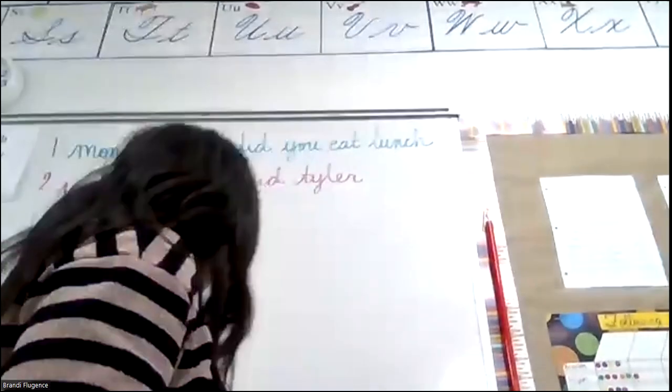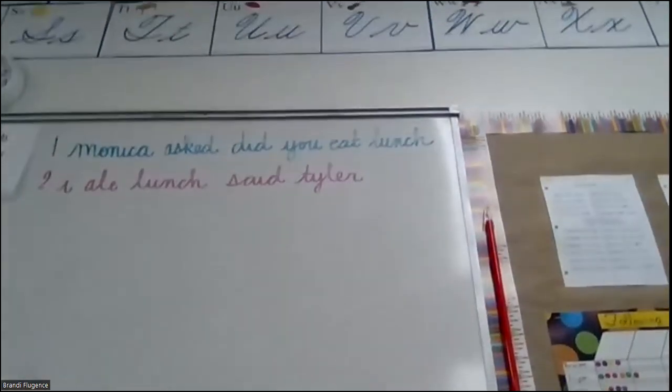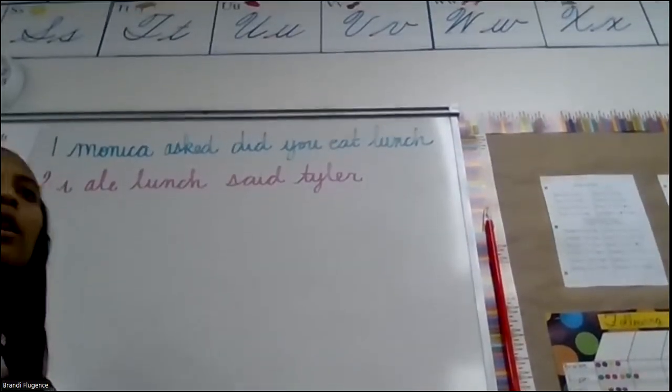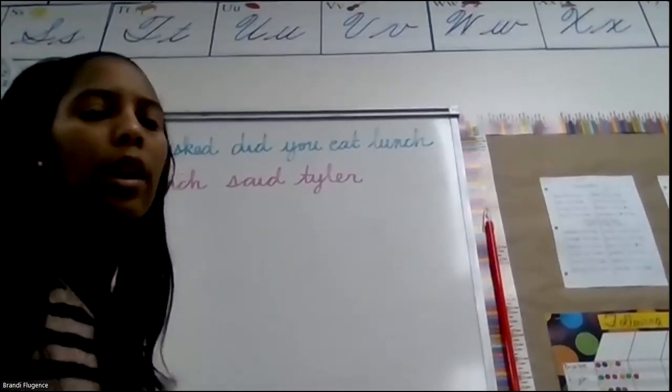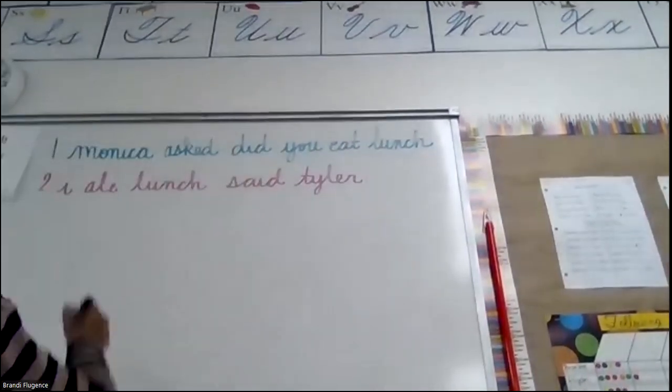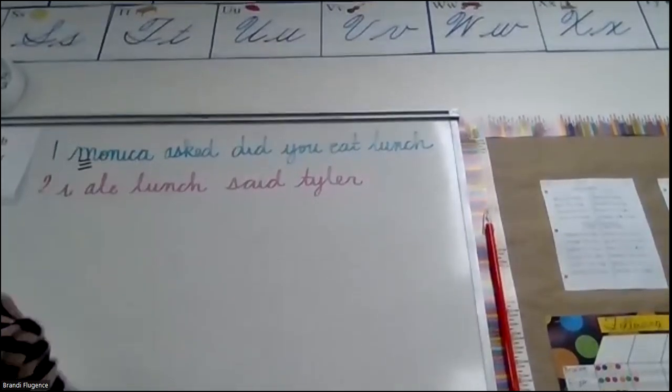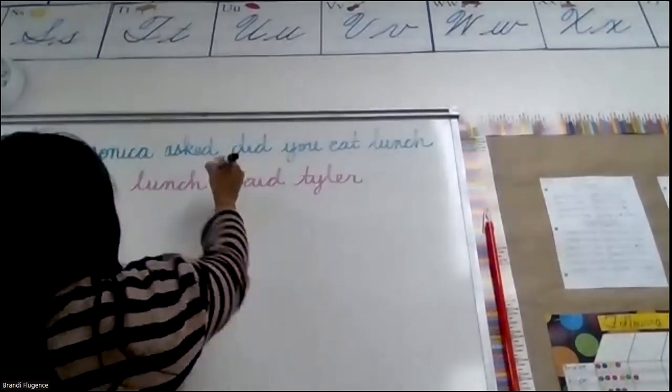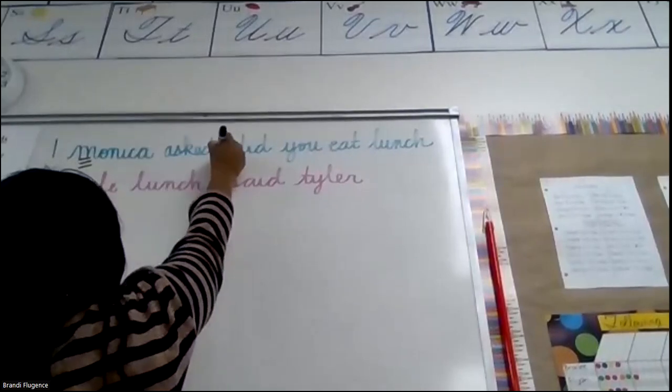All right, guys, let's go over our sentences. Number one says, Monica asks, did you eat lunch? How would I write this one the correct way? Okay, Mariah? You have the first letter M in Monica. Put my comma.